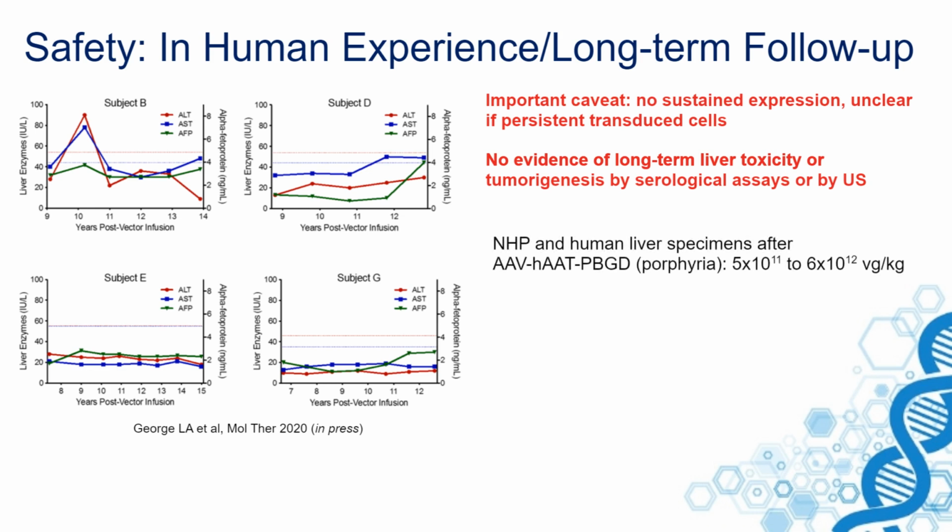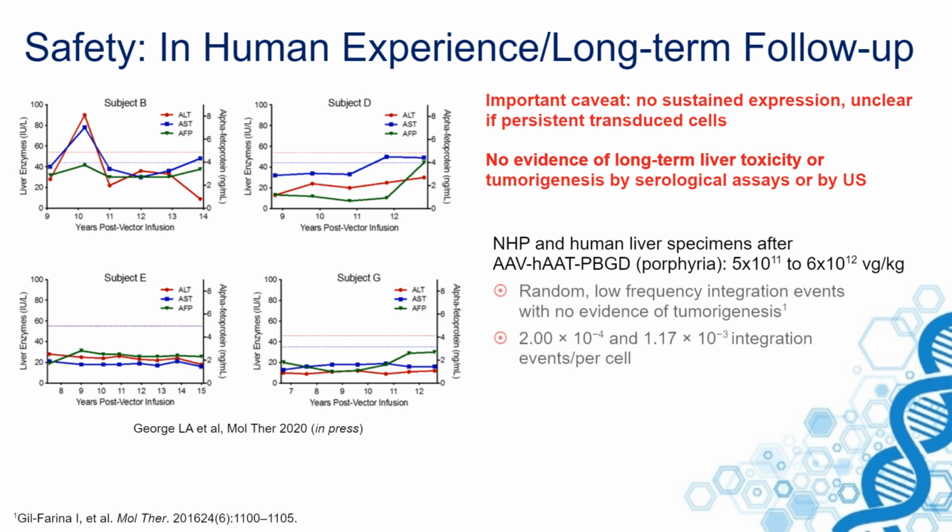This is a trial done in porphyria, again using vector doses that are on par with what we use in hemophilia. What they documented was random low-frequency integration events with no evidence of tumorigenesis, suggesting safety related to systemic AAV vector infusion.